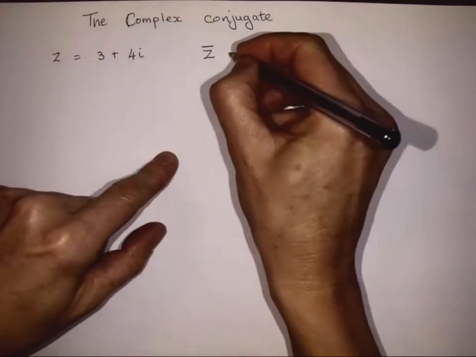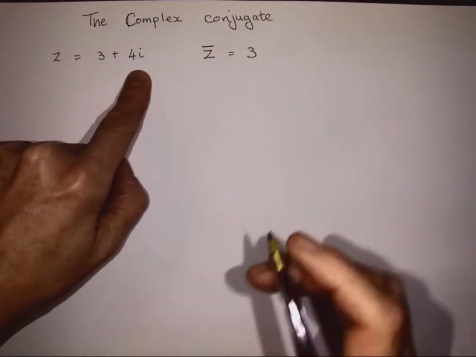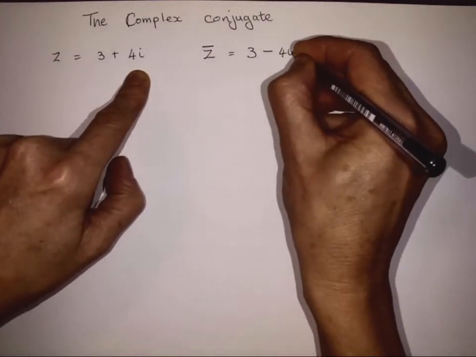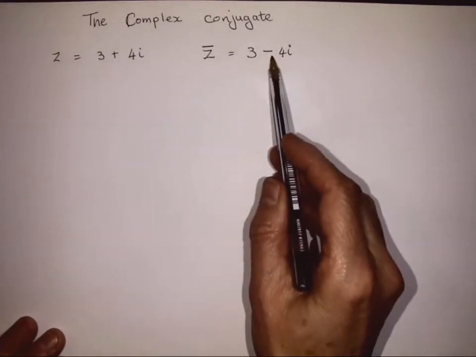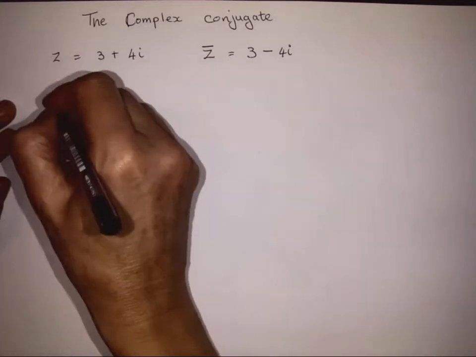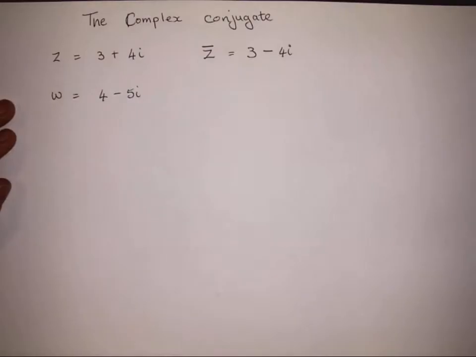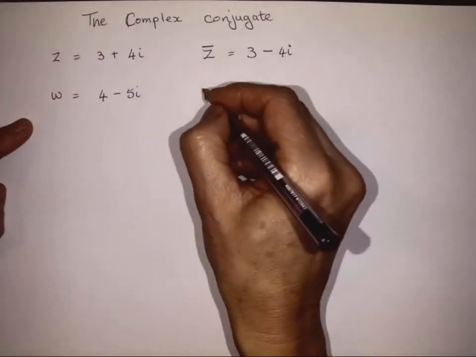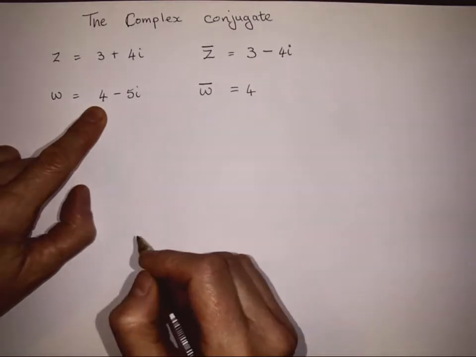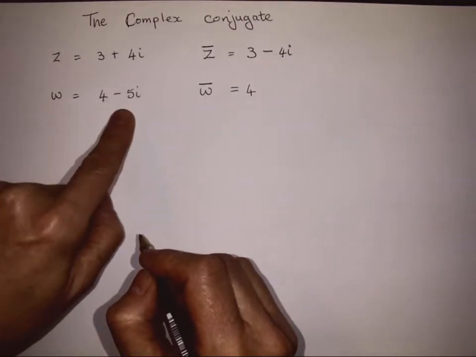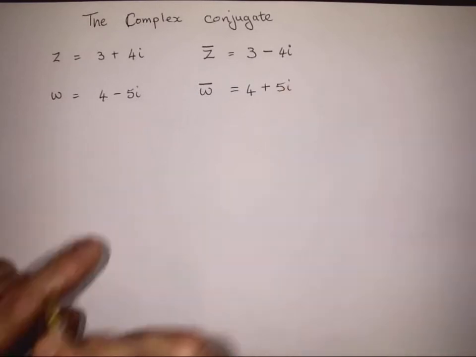It's similar because the real part remains the same. It is still 3. And the conjugate part then is minus 4i. So basically all you do is you change the sign of the imaginary part. So if I had another one, just say it's w, and it's 4 minus 5i. Well, the complex conjugate for this, call it w bar, is going to be 4, as this is. But the imaginary part here, the minus 5i, changes sign and it becomes plus 5i.